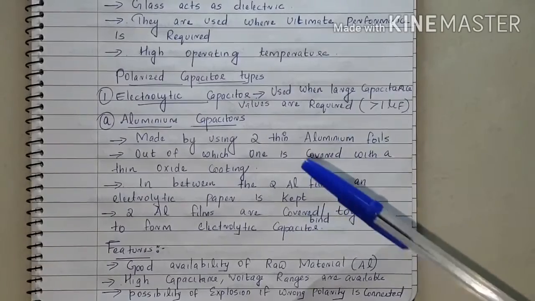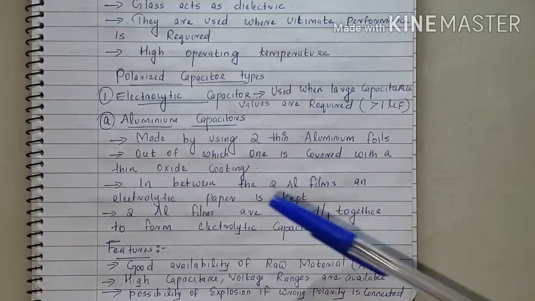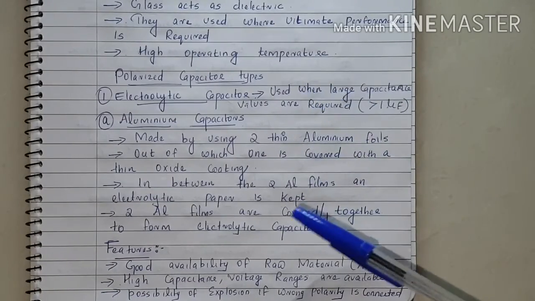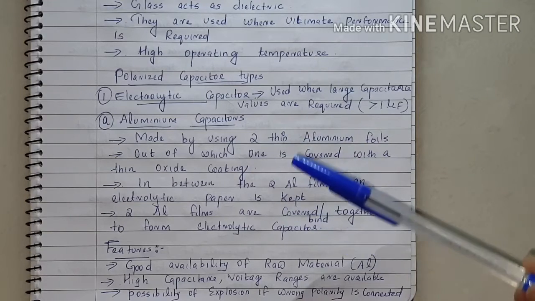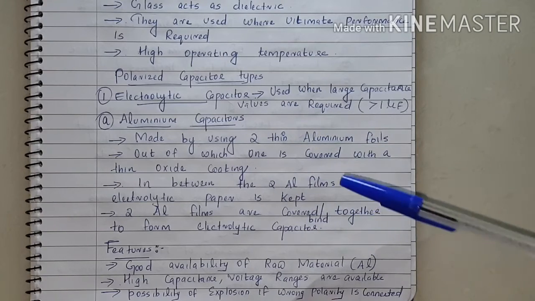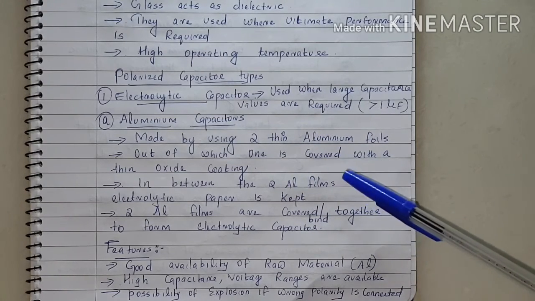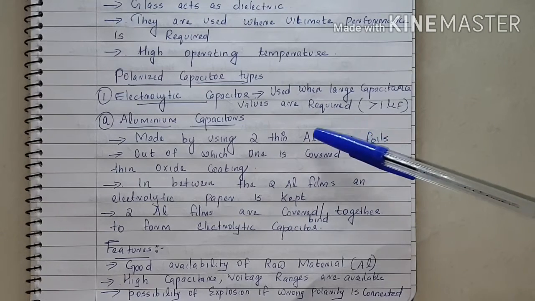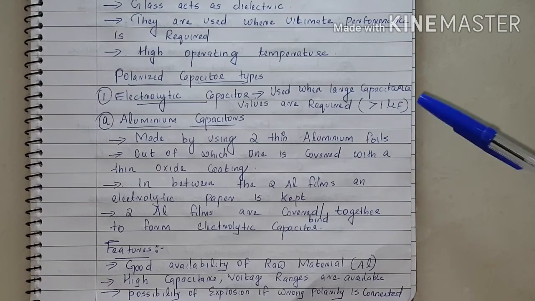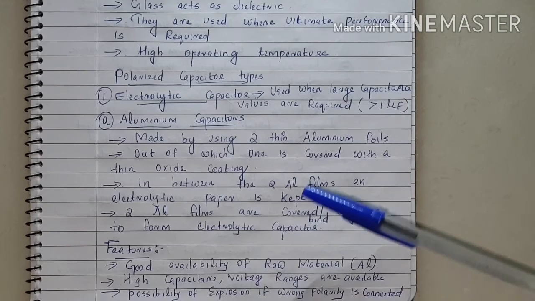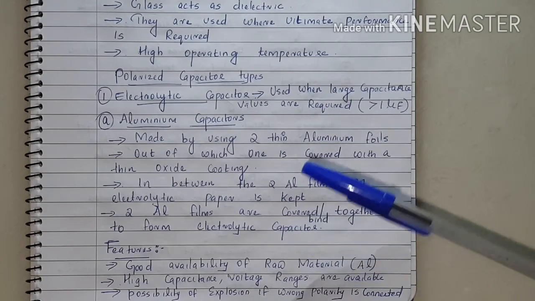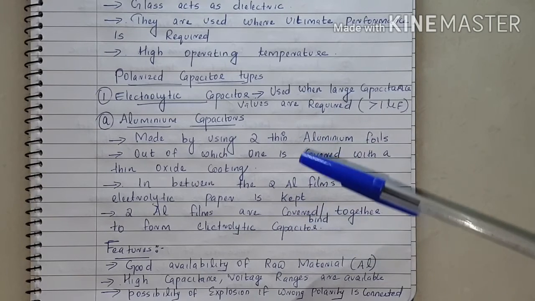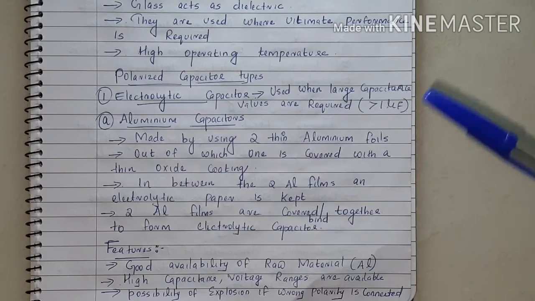Next, we will discuss the types of polarized capacitors. There are mainly two types, electrolytic capacitors and supercapacitors. And what is an electrolytic capacitor? They are used when large capacitance values are required, that is greater than 1 microfarad. They are mainly classified into three types: aluminum capacitor, tantalum capacitor, and niobium capacitor.